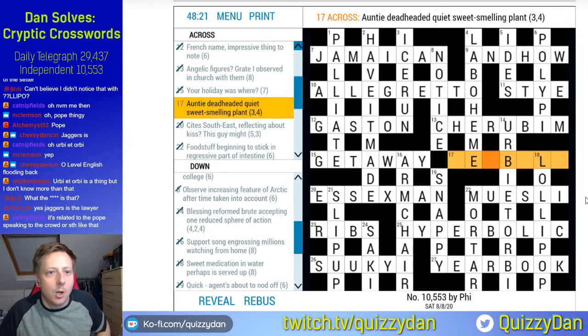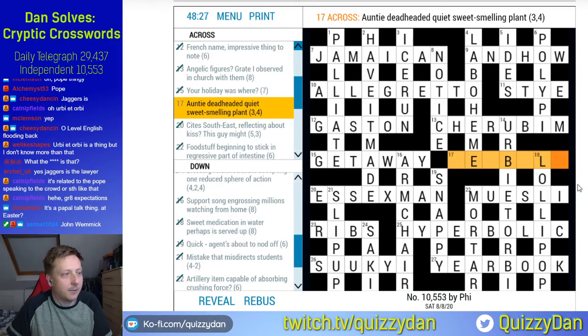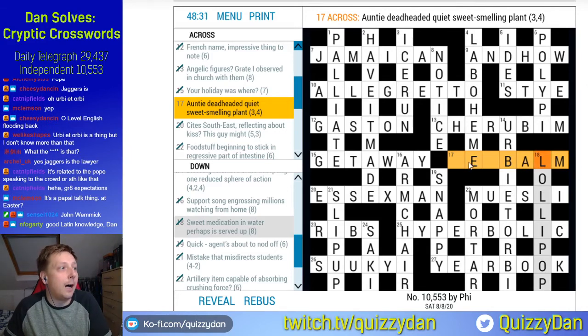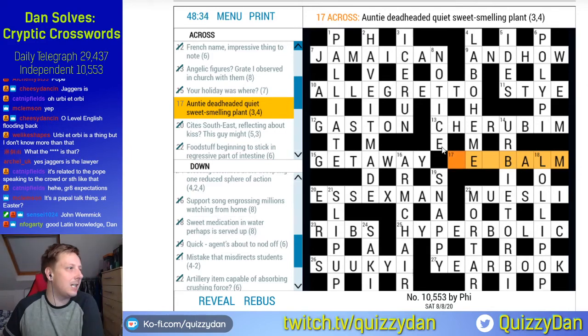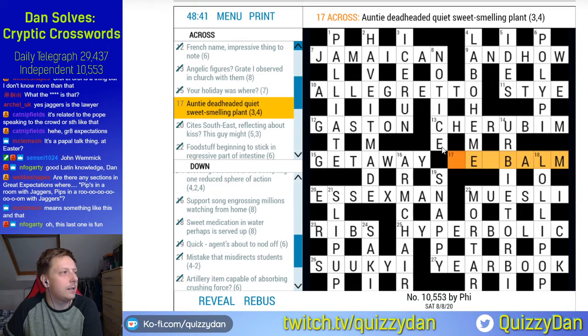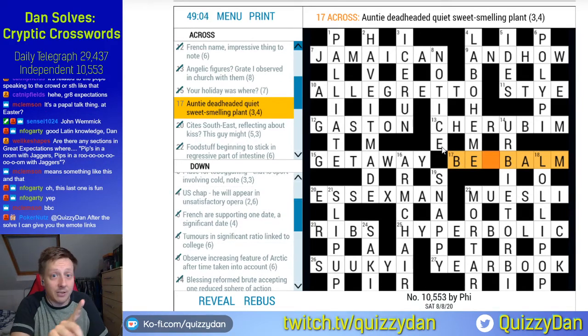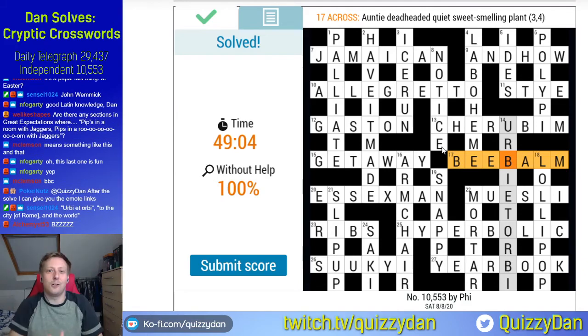So what is this? So can someone let me know what the name of this... thank you, Sensei. John Wemmick. So that very much helps with this. So that'll be a balm of some kind then. So, Auntie, dead-headed, quiet, sweet-smelling plants. Auntie, dead-headed, quiet. So, dead-headed, quiet, that's going to be calm minus the C. So, deadheading the quiet. But Auntie, what's a 4-letter... Oh, it's the Beeb. The BBC is for some reason known as Auntie. Don't quite know why, actually. But it is the B, and hopefully it'll now say, ta-da! 100% solved. Excellent.